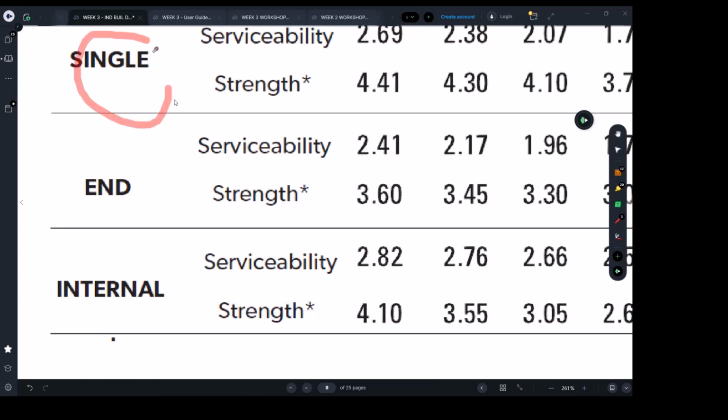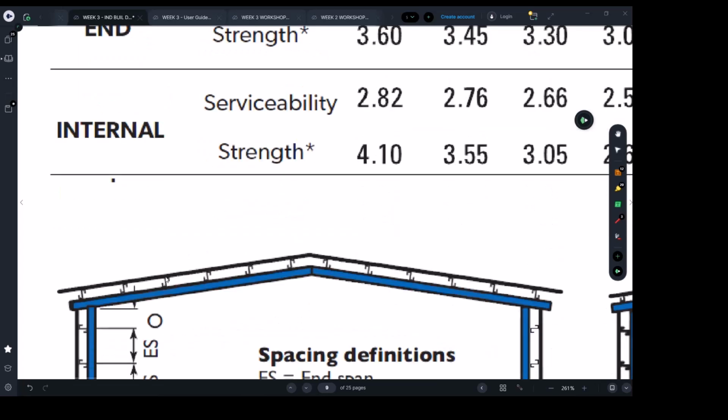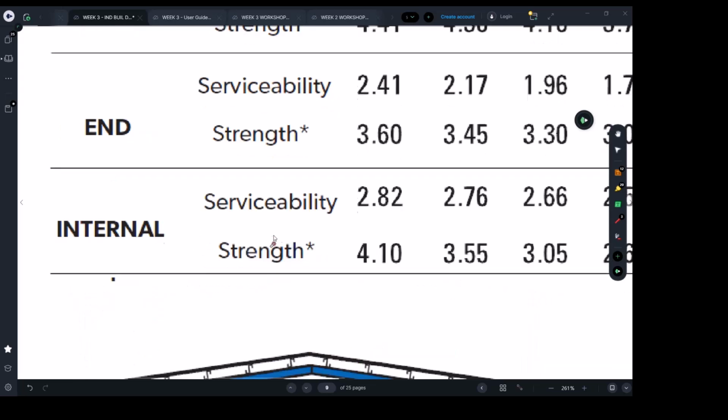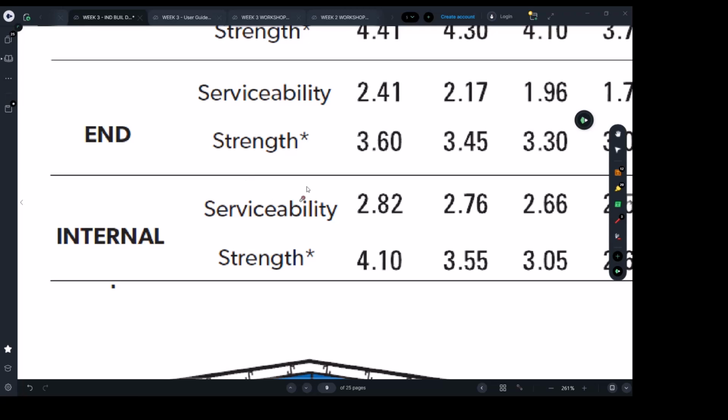First, the single span is if your sheet was actually running from one point to another, but this is not likely. You won't have just a single sheet running from one point to another. So usually the end span is critical. That's why you can see the pressure at the end span is less than the pressure at the internal span.